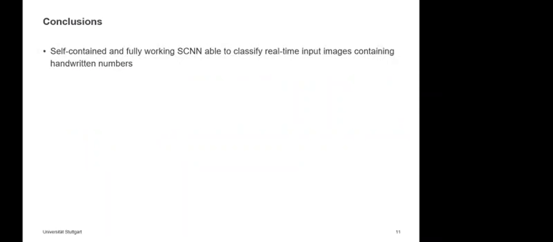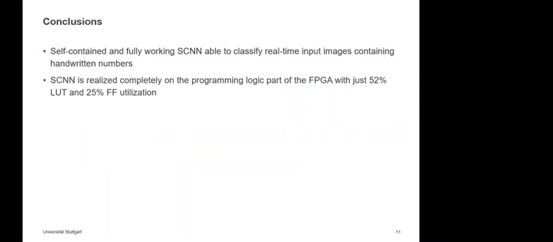Conclusions. A fully working and self-contained stochastic convolution neural network is developed, which can do real-time classification of handwritten numbers. The complete stochastic convolution neural network is realized just by using 52% of the available lookup tables and 25% of the available flip-flops in the FPGA.